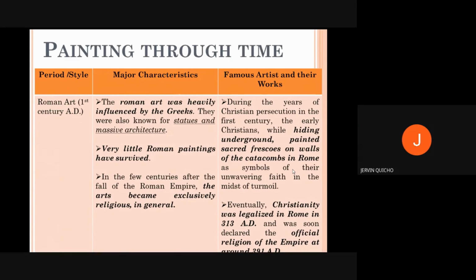In the few centuries after the fall of the Roman Empire, the arts became exclusively religious in general, because Christianity became legalized in Rome. In 313 AD, it was declared the official religion of the empire. Before that, Christians were persecuted because of their faith. Because of their unwavering faith in the midst of turmoil in different periods, they hid underground. They then found out that there are secret frescoes on the walls of the catacombs in Rome.